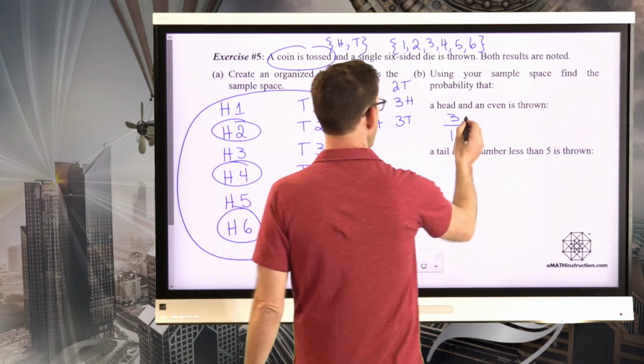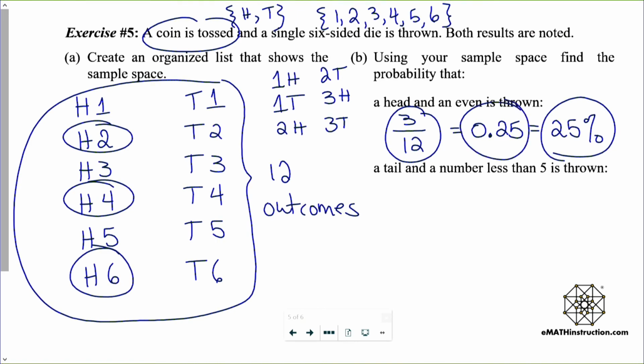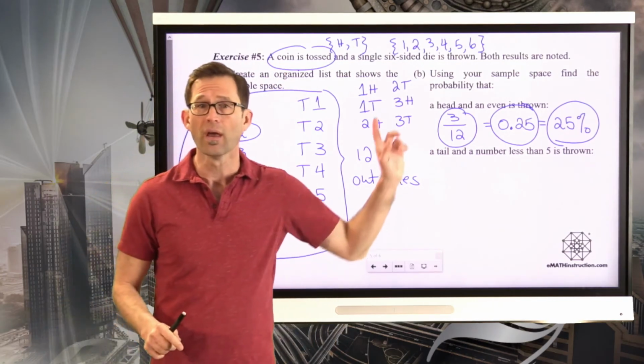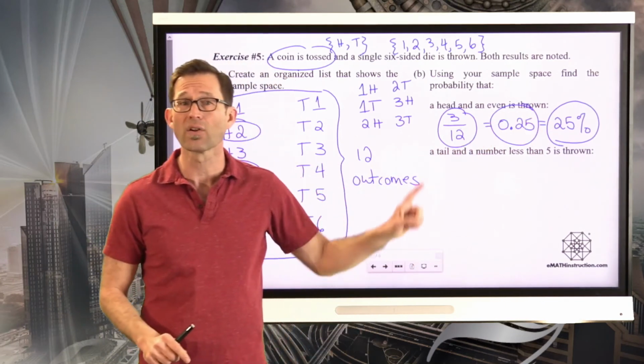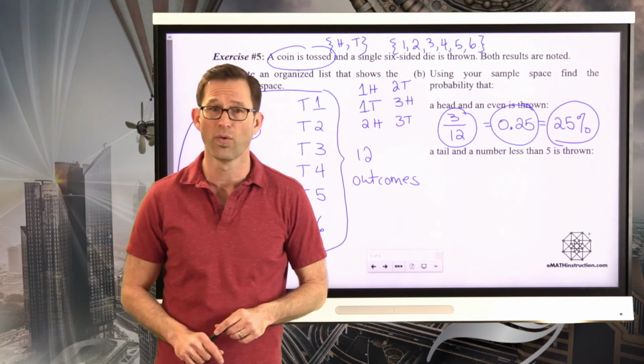All right, it's okay to leave it like that. If you chose to write it in decimal form, it would be 0.25. And if you chose to write it in percent form, it would be 25%. If the problem doesn't specify how you should leave your probability, I think any one of these is fine, including the simplified version of 3/12, which is, not surprisingly, 1/4.